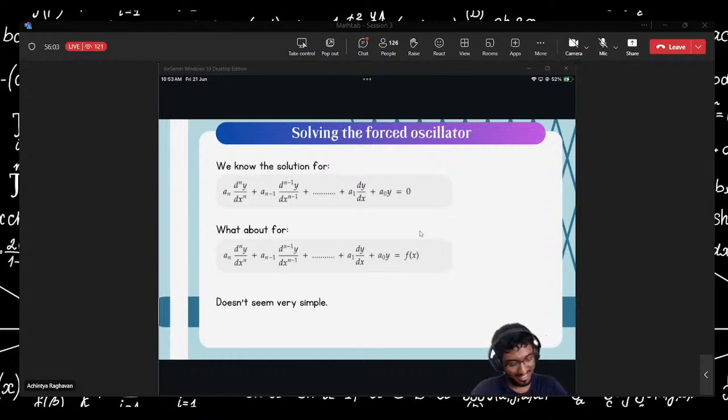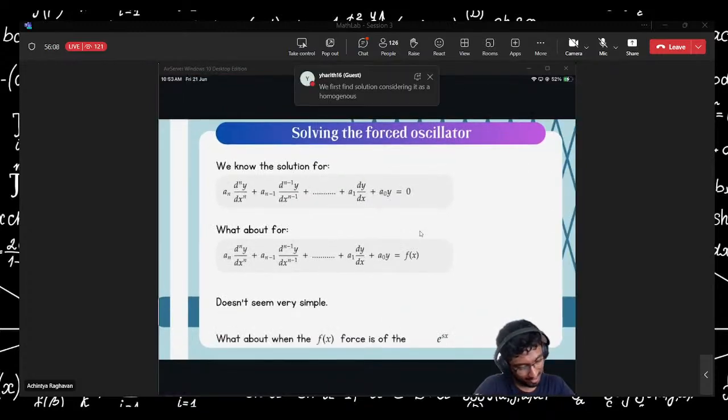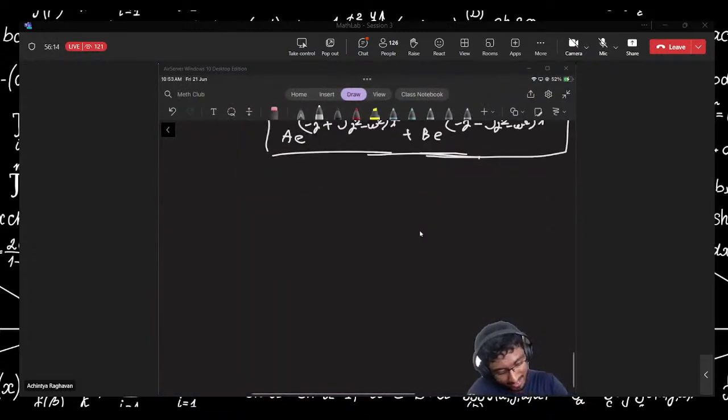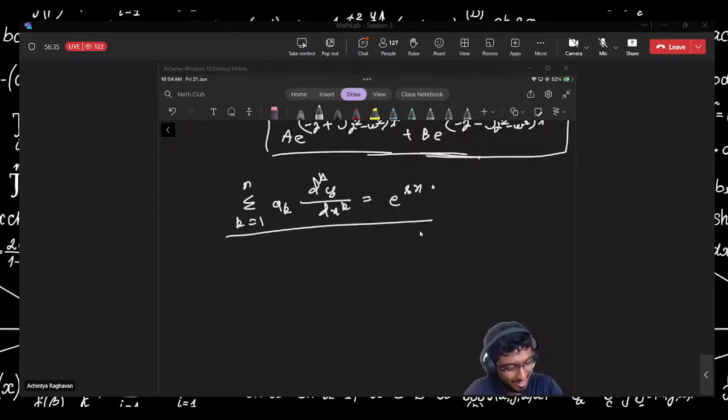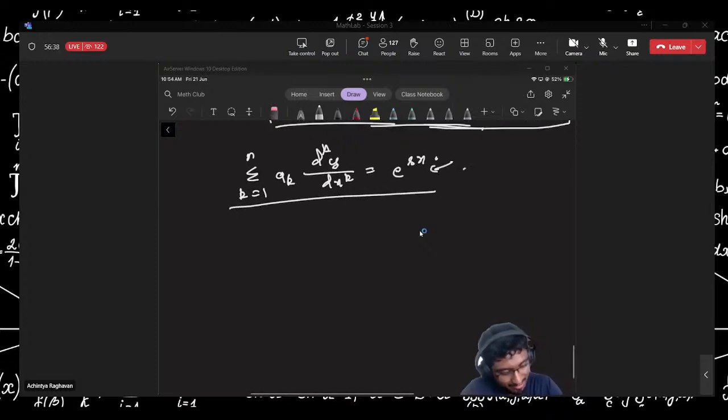It is not very simple, but we are going to analyze a very special case, forces of the form e power sx. We are going to analyze a very special case of this differential equation, where we have the sum of d^k y by dx^k terms, k ranging from 1 to n, equal to e power s0 x. This is a very, very special case, not necessarily any force effect, but we're only going to analyze this.